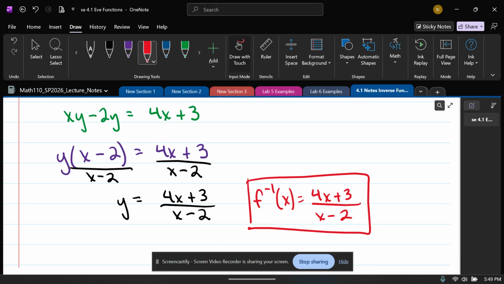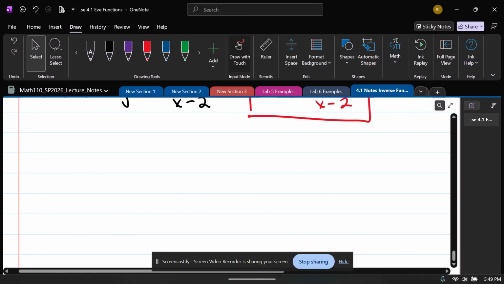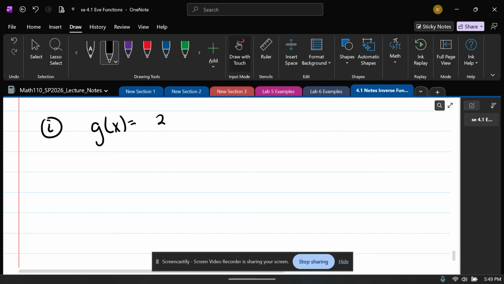You can graph the original and graph this one. They are inverses of one another. They do reflect across y equals x. Let's do another one of those. Let's say g of x is equal to 3x minus 8 over x minus 5.